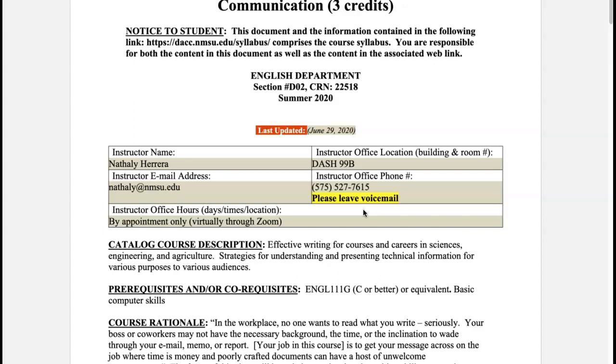However, I do typically check my email every single day, so I'll try to reply to you within 24 to 48 hours. In the case that I don't, then that means that I probably did not receive your email, because sometimes that happens from time to time.